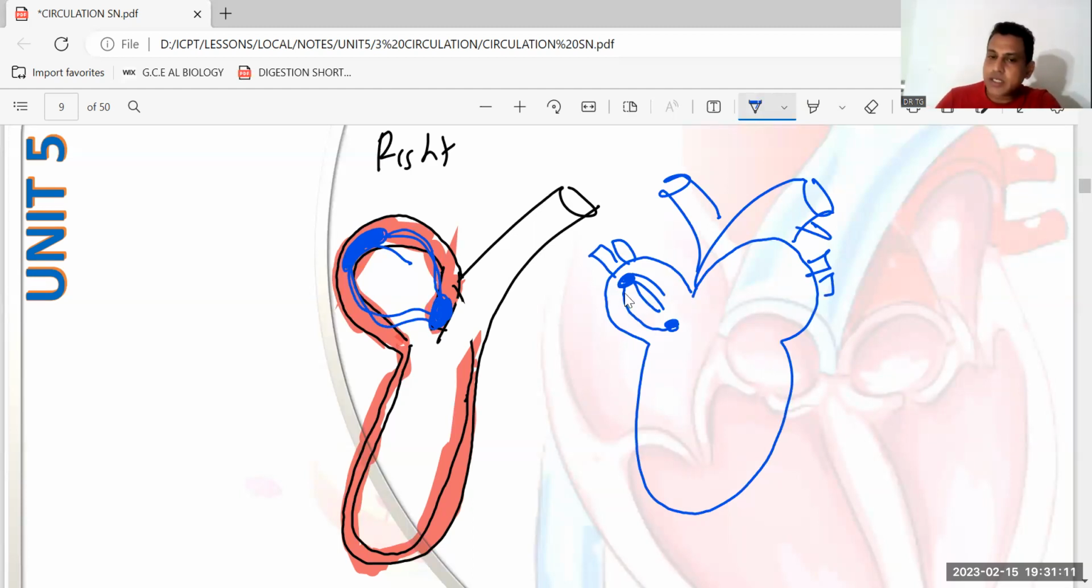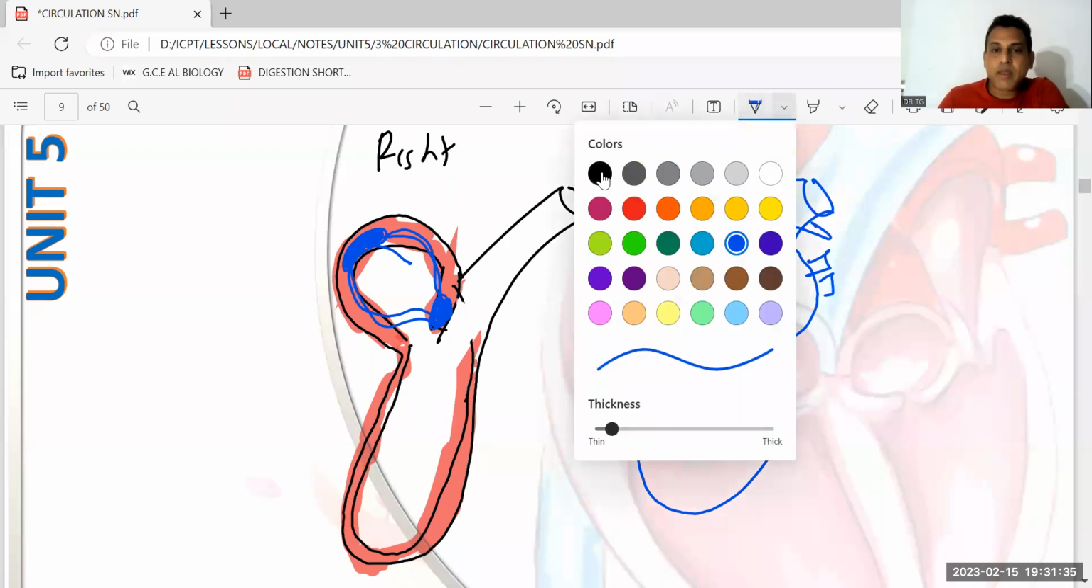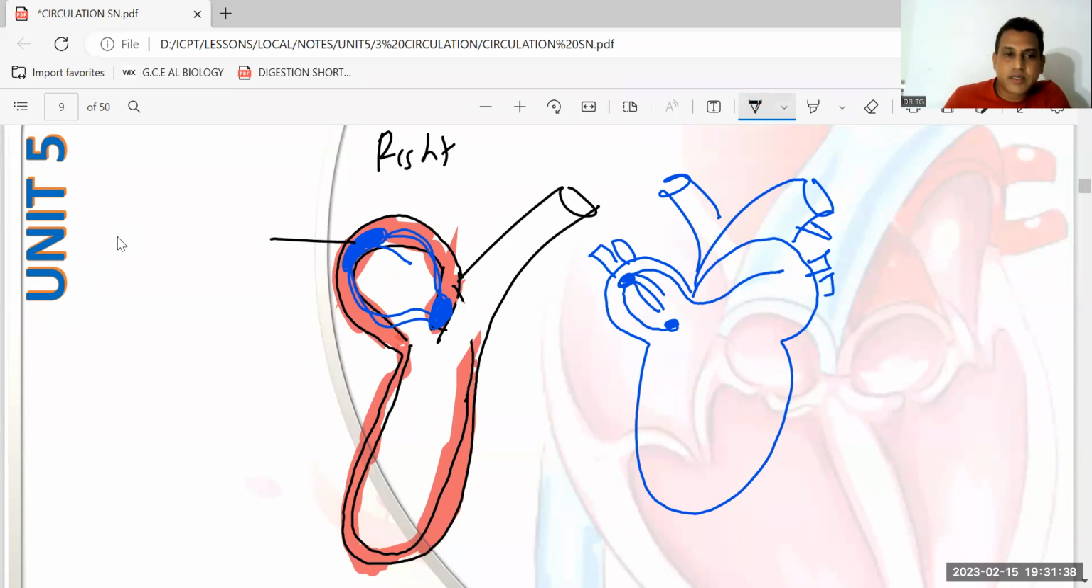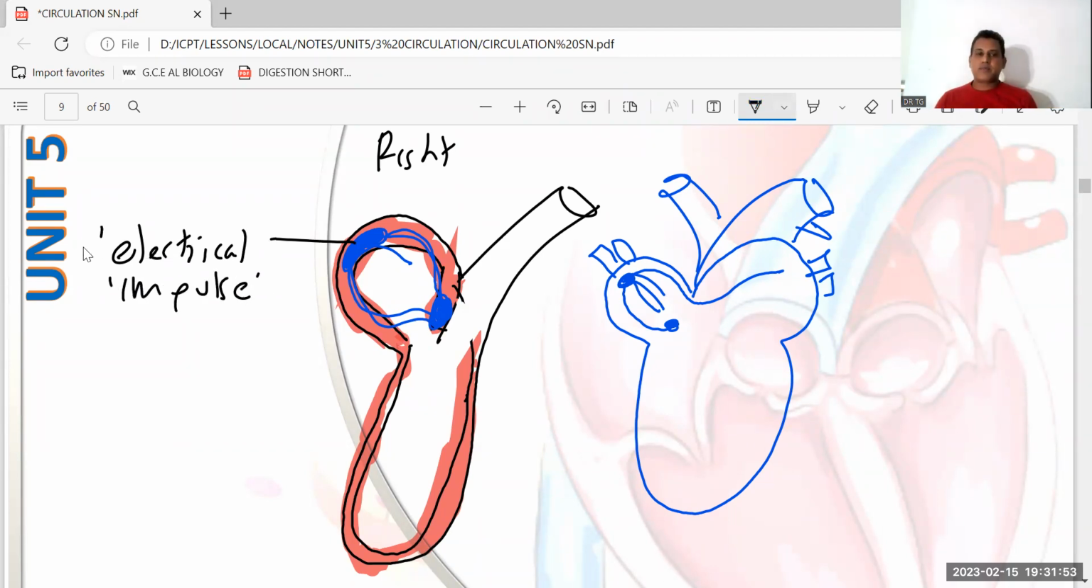So this connection is also these specialized muscles. And there's another line of muscles going to this side. They are a group of cardiac muscles organized, and they are very special compared to other cardiac muscles. Their specialty is that these cardiac muscles can produce an electrical signal. So we call it an impulse, an electrical impulse.